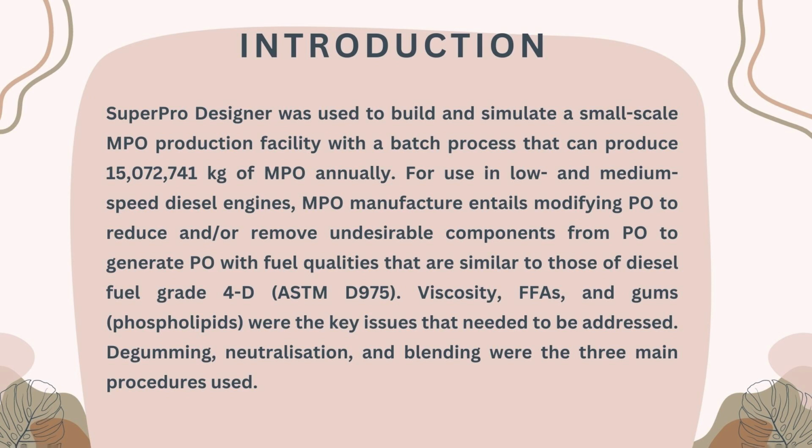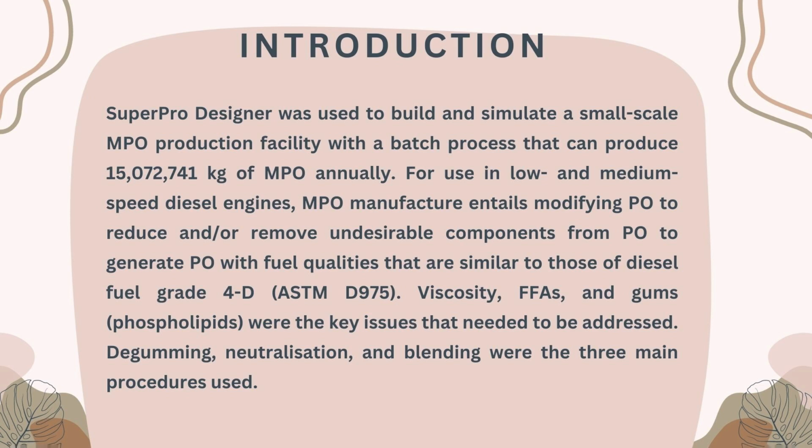Superpro Designer was used to build and simulate a small-scale MPO production facility with a batch process that can produce 50 million kgs of MPO annually. For use in low and medium-speed diesel engines, MPO manufacture entails modifying PO to reduce and/or remove undesirable components from PO to generate PO with fuel qualities that are similar to those of diesel fuel grade 4D.